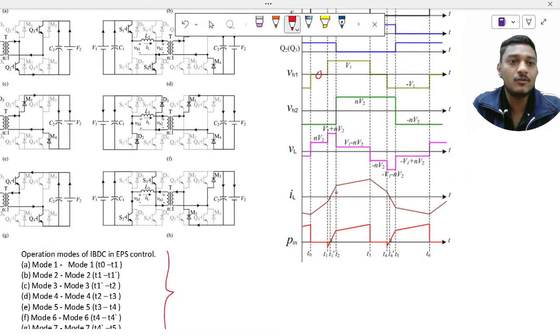Now in the next class, we will write some basic fundamental expressions from this particular waveform. Then we will have the expression for the maximum output power, and we will try to compare it with the single phase shift modulation, and from this we will try to get the values of d1 and d2.